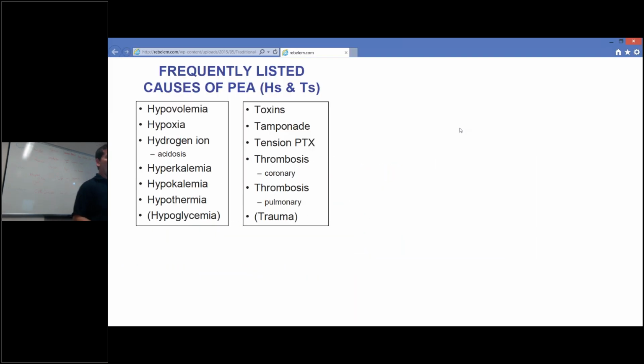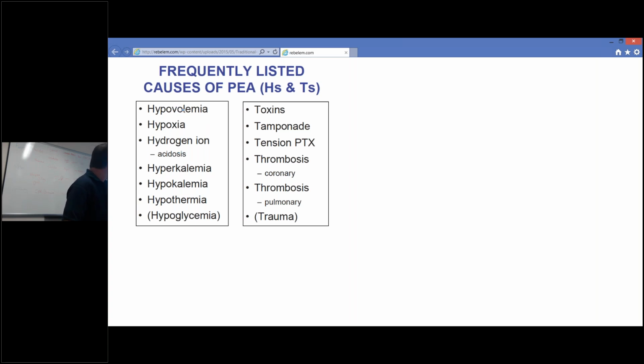So this happens in all rhythms, all algorithms we consider this, but especially in PEA. So especially in PEA, we want to consider our H's and T's. So here they are: hypovolemia, hypoxia, hydrogen ion acidosis, hyperkalemia, hypokalemia. We're just going to keep those, probably go down into one. Hypothermia and hypoglycemia is what got removed. So I'm going to consider it. So these are H's I want you to be considering.